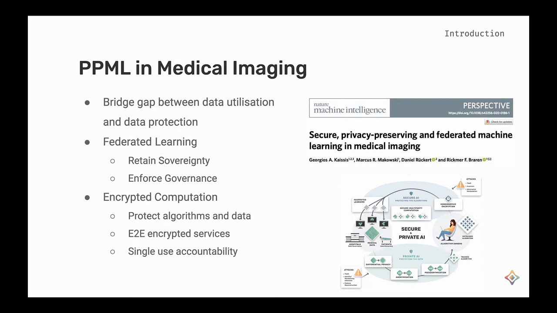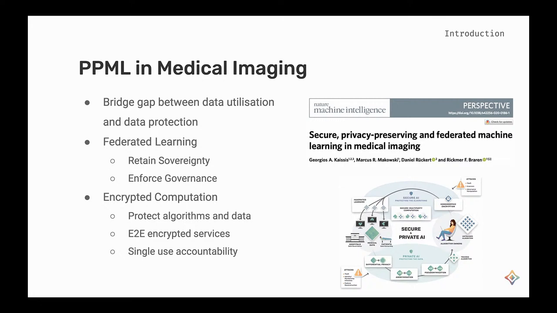Privacy-preserving machine learning provides solutions to bridge the gap between deriving insight from patient data while protecting it at the same time. In our recent article, we give an overview of privacy-enhancing techniques, such as federated learning, which relies on sending algorithms to where the data is instead of transmitting the data to where the algorithms are. This allows patients or hospitals to remain in full control of their health data and to enforce complex governance schemes, which are crucial in the heterogeneous landscape of clinical records and medical imaging.